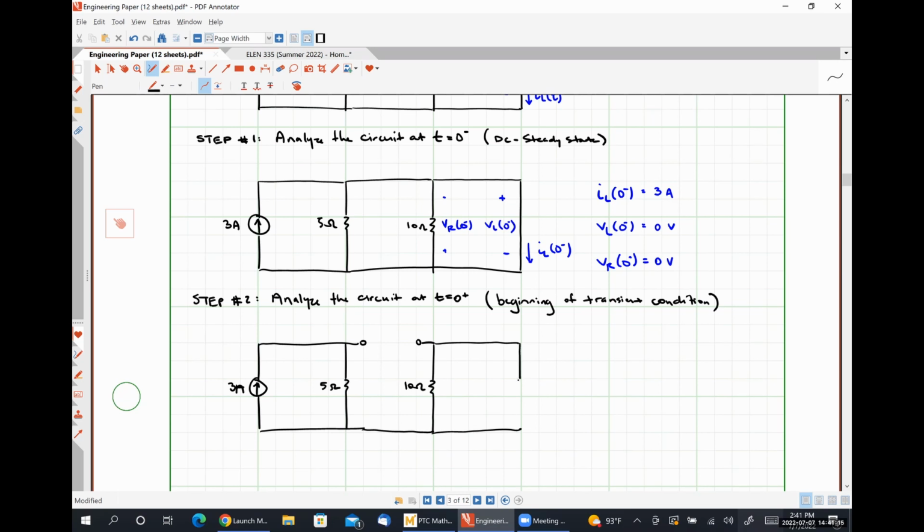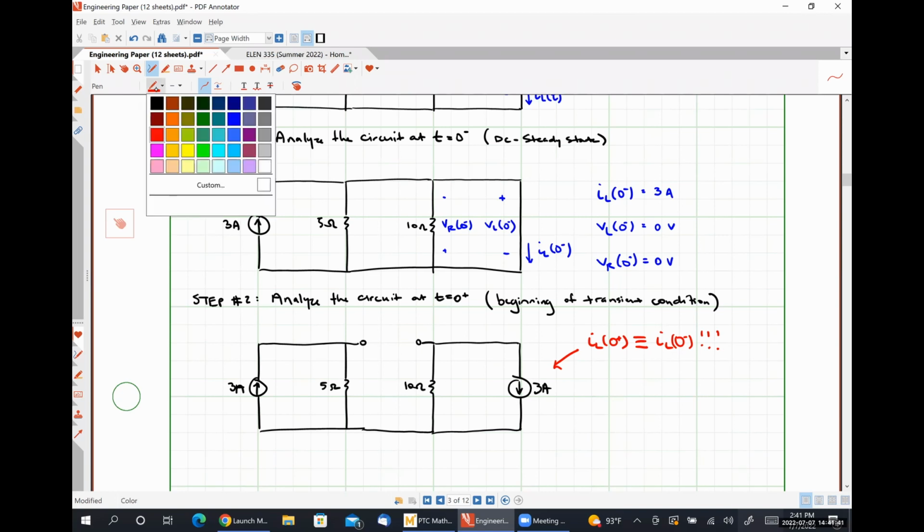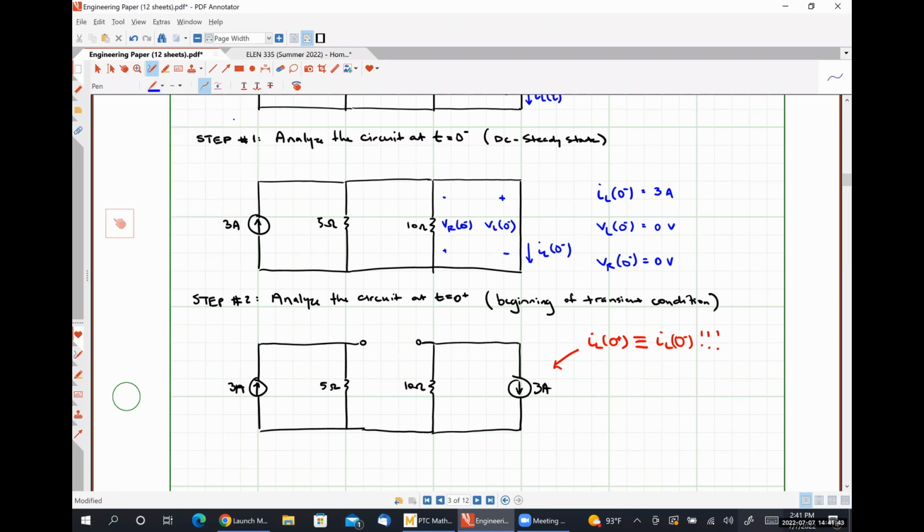So I'm drawing this as a 3 amp current source. And this is specifically because IL at 0 plus must equal IL at 0 minus. So now I'm going to identify my quantities.